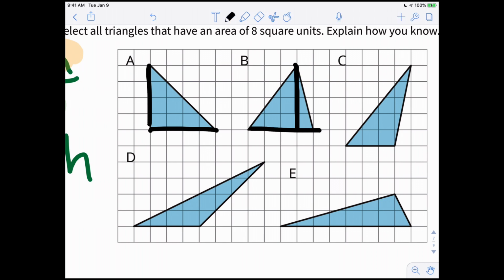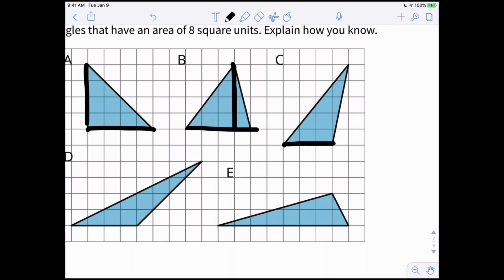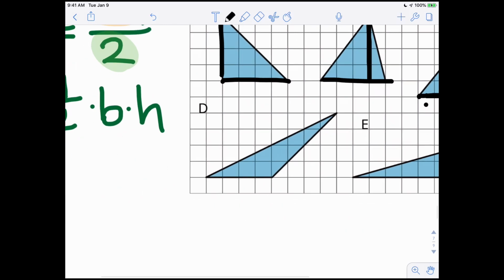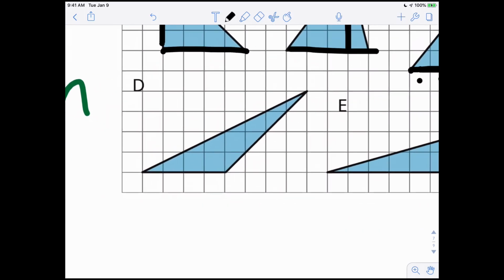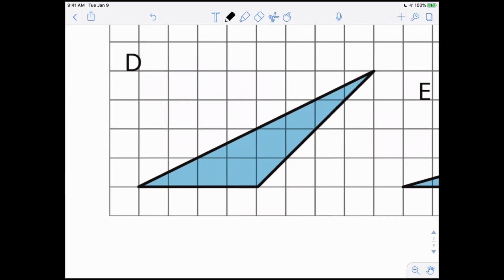How about question C? Well, it's got a base of 3. What's its height? Our height is right here. And it looks like it's 1, 2, 3, 4, 5. And our base is 3. So there's your base and height. Once you know your base and your height, you're just going to multiply them together and then divide. Similarly with D and E. I'll do D. I'll leave E up to you.